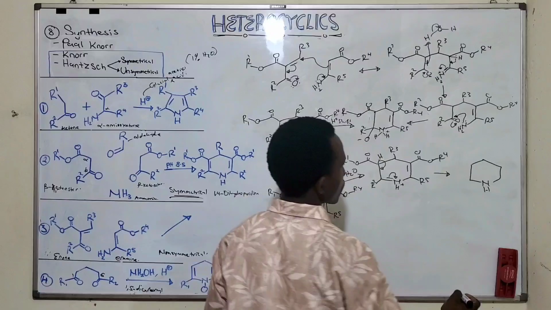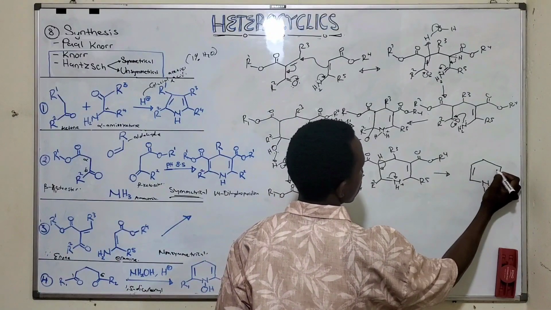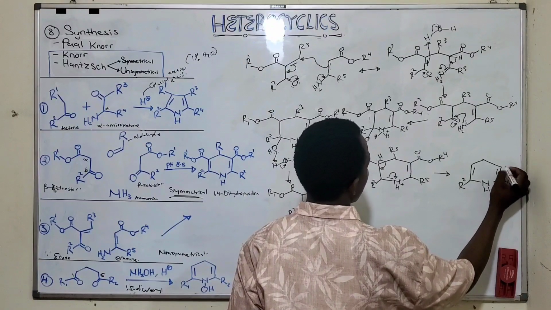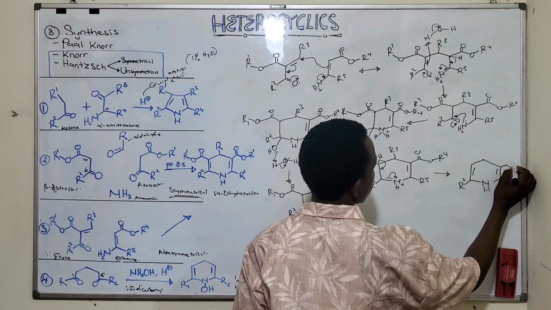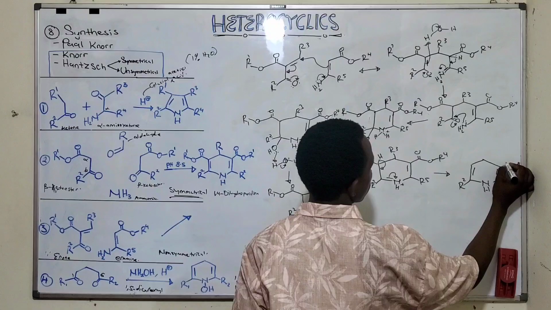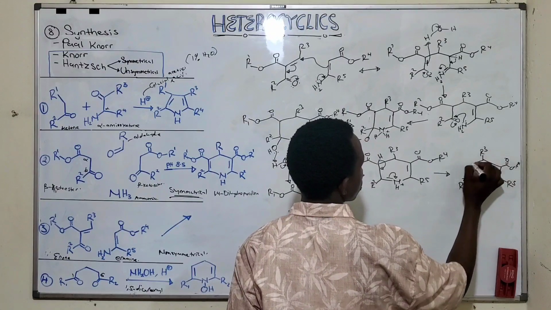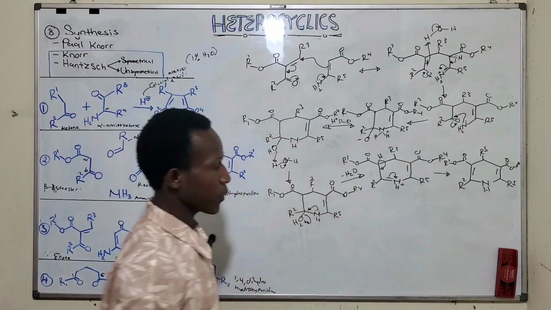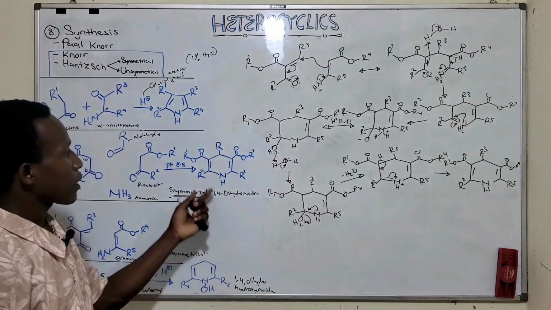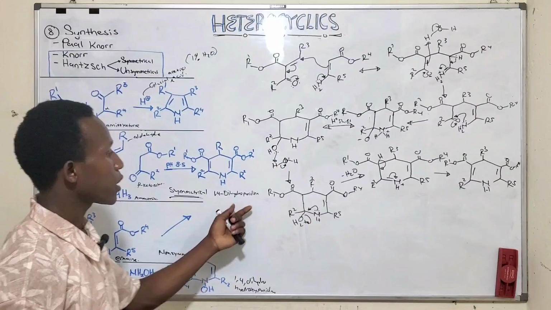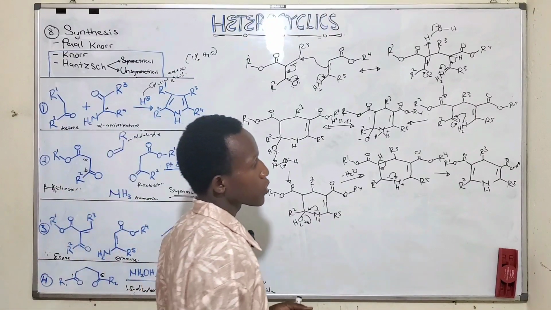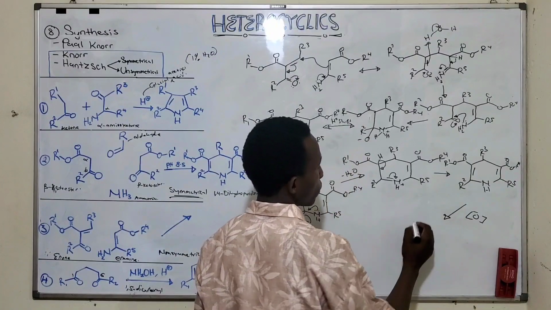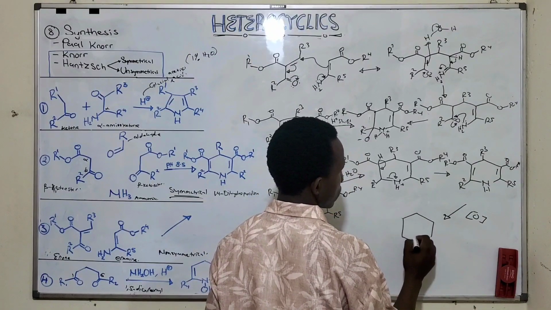NH, it's now stable, and we have formed a bond here. We have a bond here. We have R2 and R5, R4, R3, and R1. That's what we are having. And that is the one for dihydropyridine. In presence of oxidizing agent, you can form your pyridine.